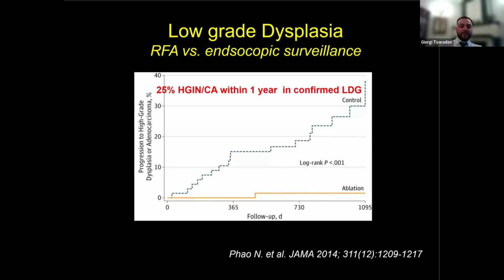The result of the study is that in the group of patients without any treatment, 25% of them developed high-grade dysplasia or intramucosal cancer within 1 year only. So when we have confirmed low-grade dysplasia, 1/4 of patients will develop high-grade dysplasia or the cancer, and 75% will not. So the conclusion is that the treatment of confirmed low-grade dysplasia has to be considered. And our strategy is to ablate these patients.